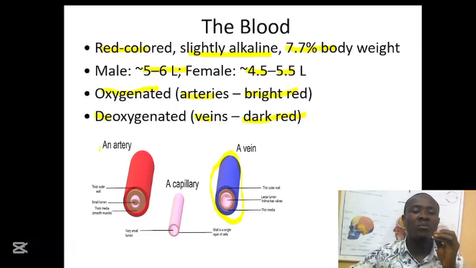Now let's talk about the main blood vessels that we have in the body. We have the artery, we have the vein, and we have the capillary. The artery is bright red in color. The vein is dark red in color. The artery is having a thick wall. Just observe the wall of this one and observe the wall of this one. Comparatively, the artery is having a thick wall. The vein is having a thinner wall compared with the artery. And the artery is having a small lumen, while the vein is having a large lumen.